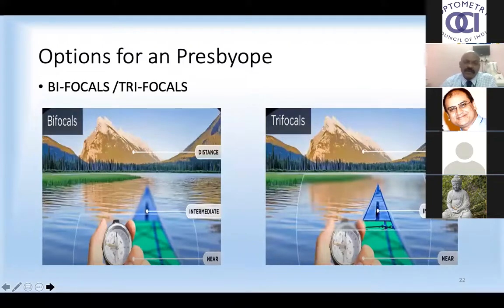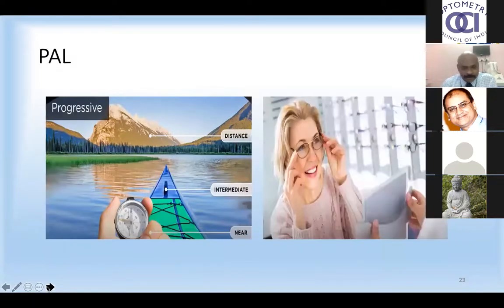If you go into bifocals and trifocals, bifocals have a demarcation line, and they cover the distance and near, but not the intermediate portion. The trifocals, on the other hand, can give vision for distance, intermediate and near, but they have a demarcation line between near and intermediate and between intermediate and distance, so cosmetically it doesn't look good. Progressive lenses, on the other hand, provide a very seamless vision from distance, intermediate and near, without any problems, right?